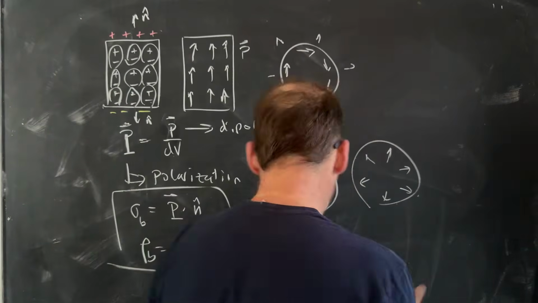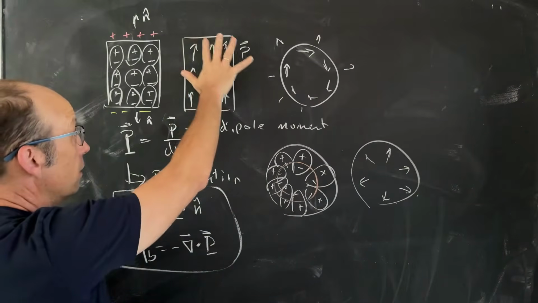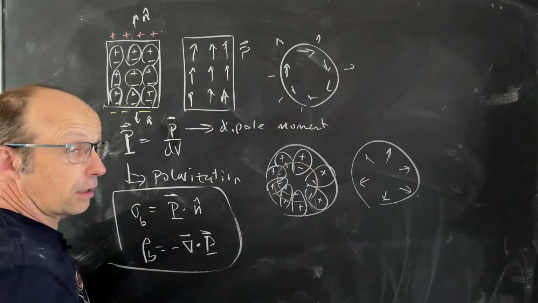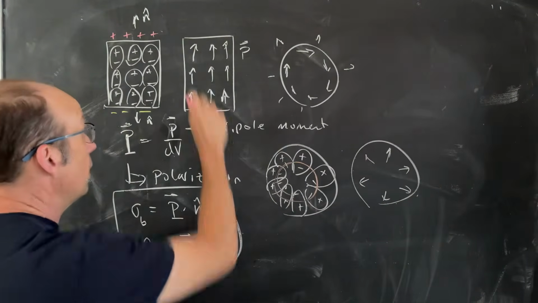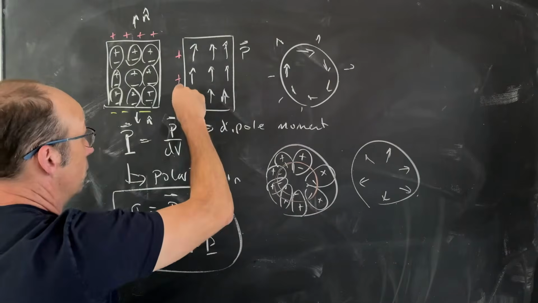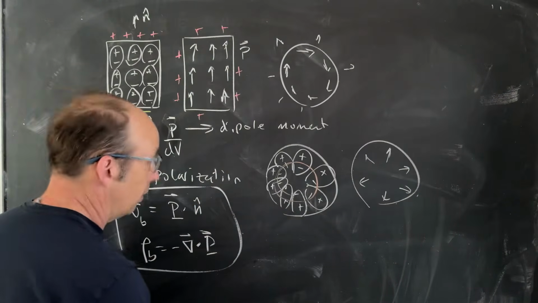Okay, now we need to talk about bound versus free charges. Let's go back and take this example right here. The charge on this object is 0. The net charge is 0. Now, it is possible that I could put some extra charges on here. Maybe it has a surface charge because I rubbed it with something.